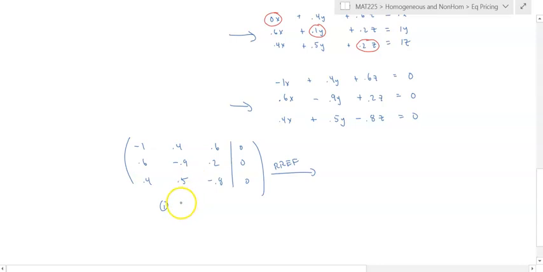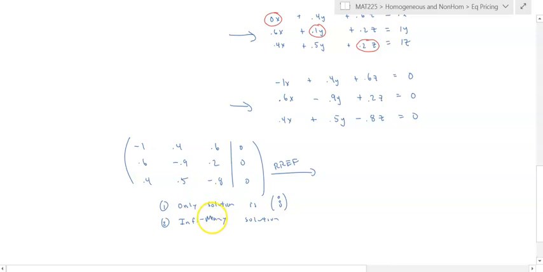It's possible that the only solution is 0, 0, 0, or two, there would be then infinitely many solutions. Why is that? Well, because we have three variables, 0, 0, 0 would be a solution to every three variable homogeneous system. So you know there's at least one.